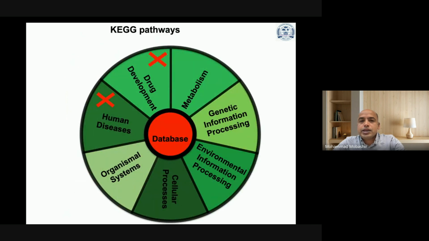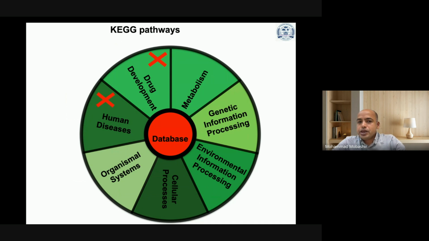So next is one of the most important databases after the patient samples or data, like genomic data or proteomics data and network databases. This is the third one, which is the most important thing, that is called the pathway database. And here we have included KEGG pathways. KEGG pathways have 7 categories of pathways.